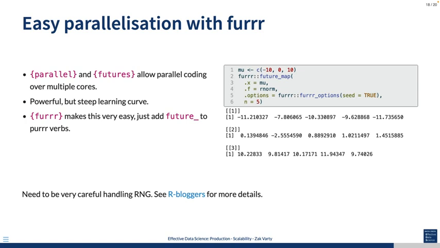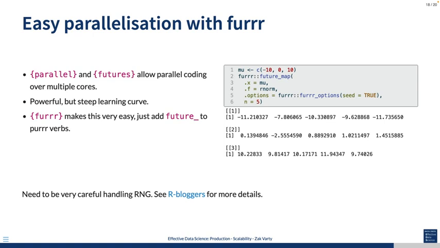So there's been a wrapper package that combines the functionality of the future parallel coding package with the purrr package for functional programming. This means that there are parallel analogues of all of the purrr verbs where you just have to add a prefix of future underscore to them. So here we can see that first example recreated where we're generating 3 sets of normal random variates.